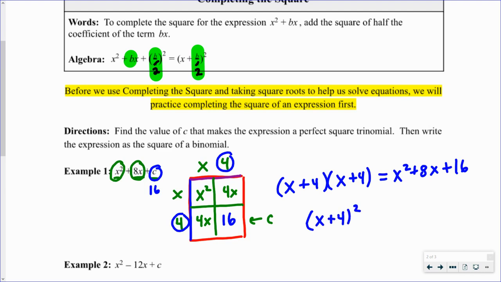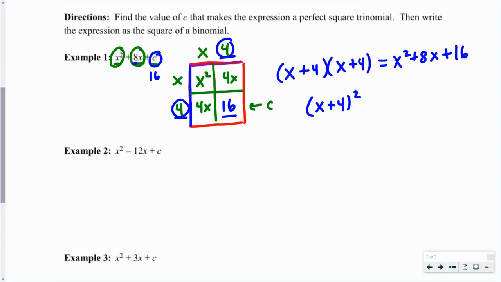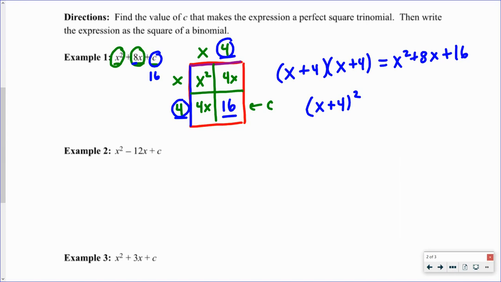Now, the shortcut for doing this is just taking the middle term, which is 8, dividing that by 2, and you get 4, and then squaring it, and you get 16. But the area model is a visual way of doing this, and I like to do it this way just because it's one less formula that you have to worry about. All right, let's try it on the next one.